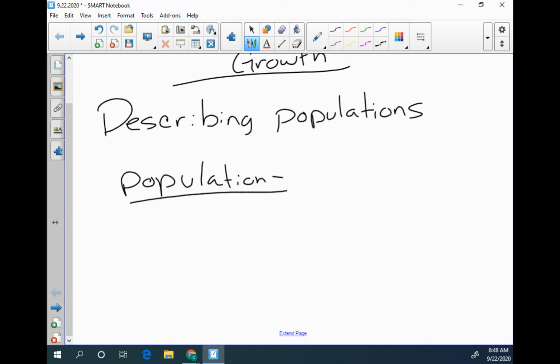Anybody remember the definition? Or just a characteristic? Yeah. You got populations and communities switched, which is an easy thing to do. Don't worry. So it is a group of something.